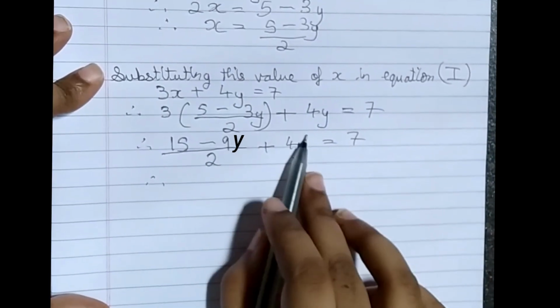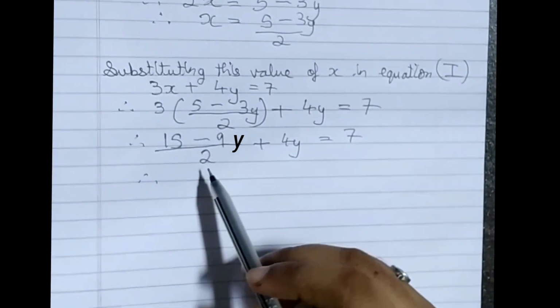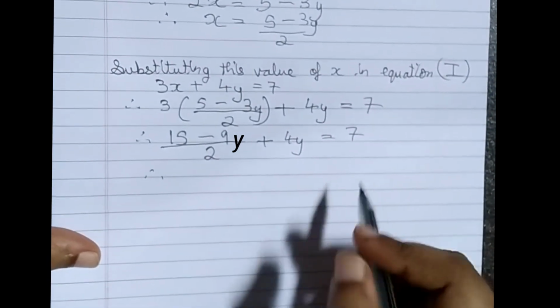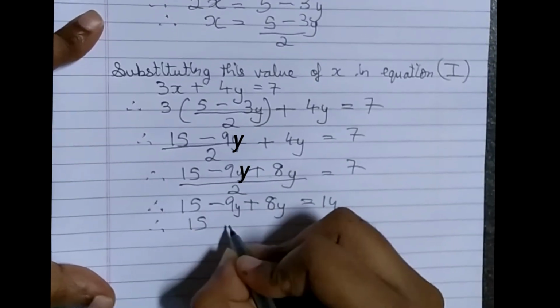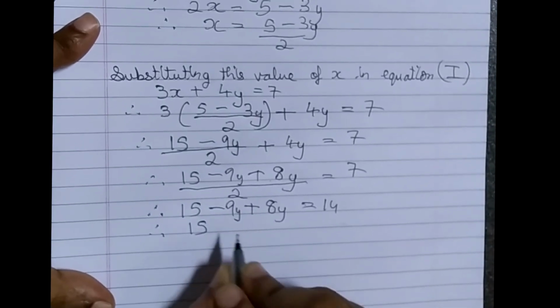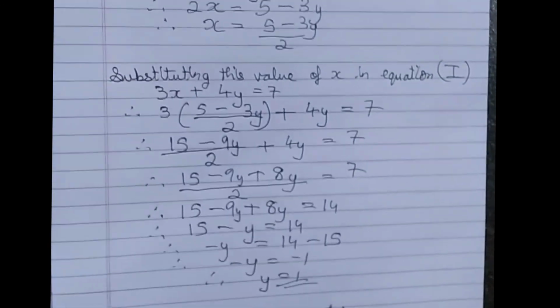Add this 2. That means we will add by cross multiplication, okay. Here on one side it is a fraction, see. We have already seen how to add fractions. After solving, we will get 15 minus 9y plus 8y the whole upon 2 equal to 7. 15 minus 9y plus 8y will be minus y. Then we will get 15 minus y equal to 14. Therefore, y equal to 1.